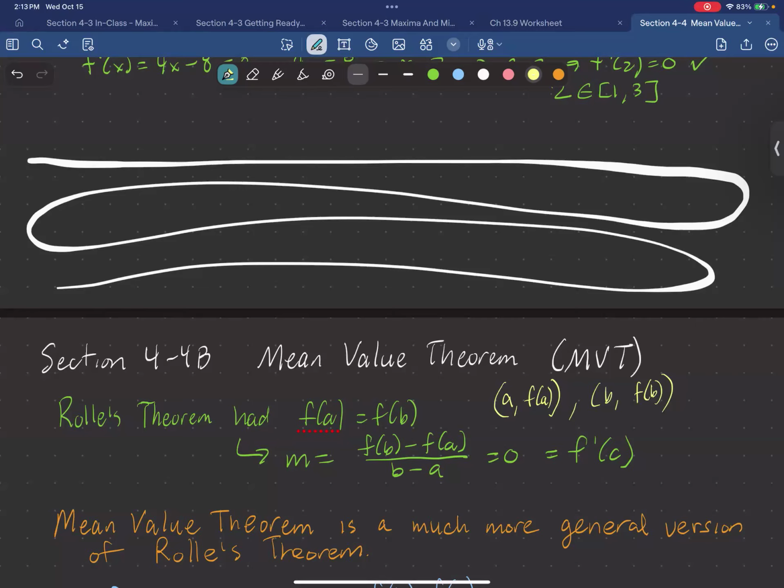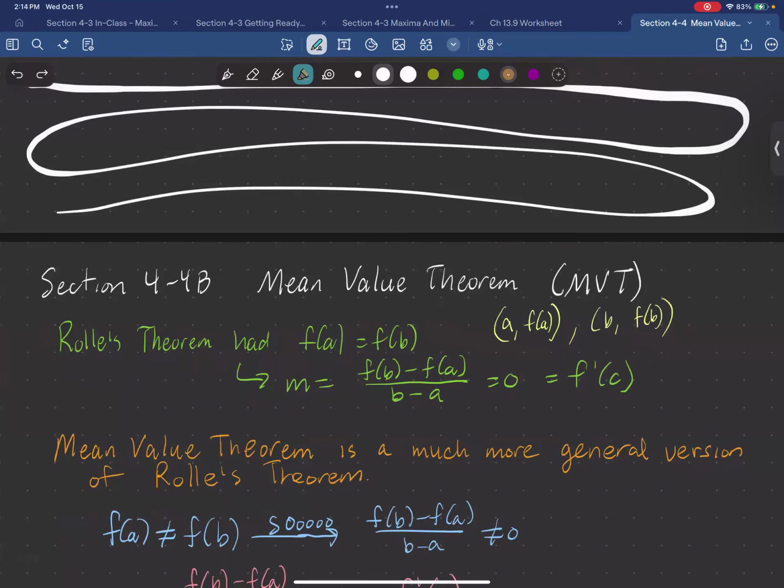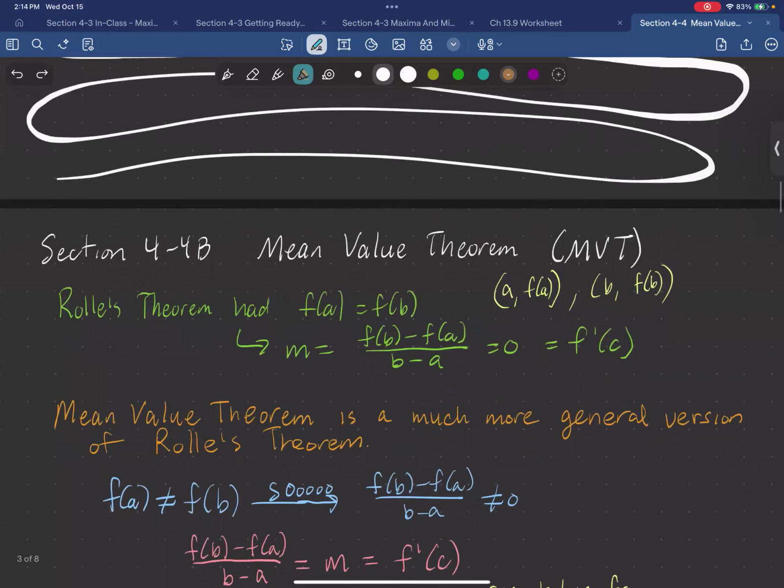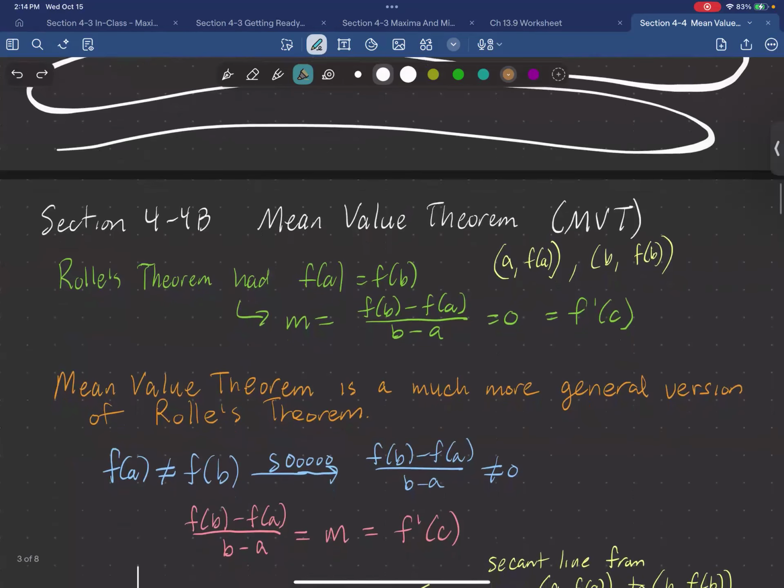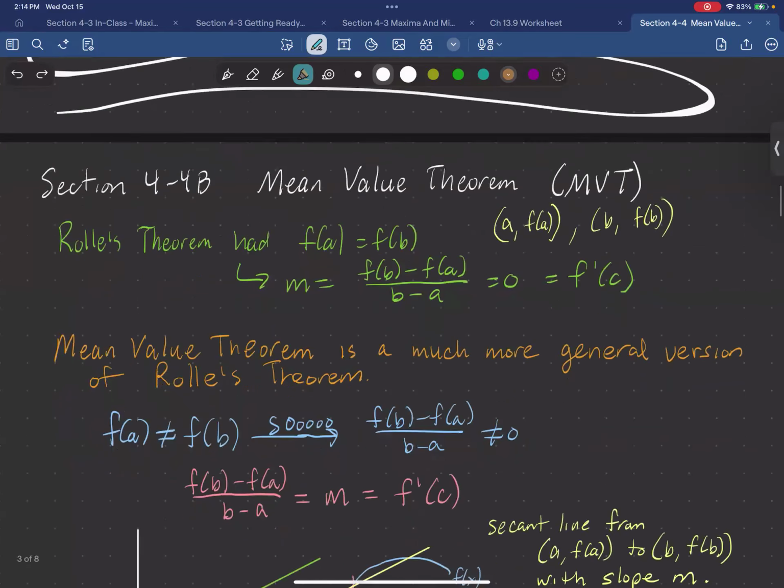Mean value theorem is a much more general version of Rolle's theorem where we don't make that happen. It doesn't have to equal 0. So let's take a look at how that works out. If f of a doesn't equal f of b, then f of b minus f of a over b minus a doesn't equal 0. So this happens when the slope isn't 0. So we'll have the slope is some slope m. We don't know what the slope is, it's m. But that means there will also be a c where f prime of c equals m.